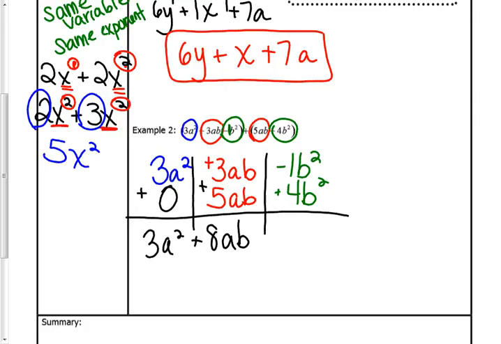Lastly, I have negative 1b squared plus 4b squared. Well, negative 1 plus a positive 4 is going to give you a positive 3b squared. Again, I want to put my plus sign if it's a positive. If it was a negative number I ended up with, that just winds up being treated as a minus sign there, okay? So this would be my final answer.